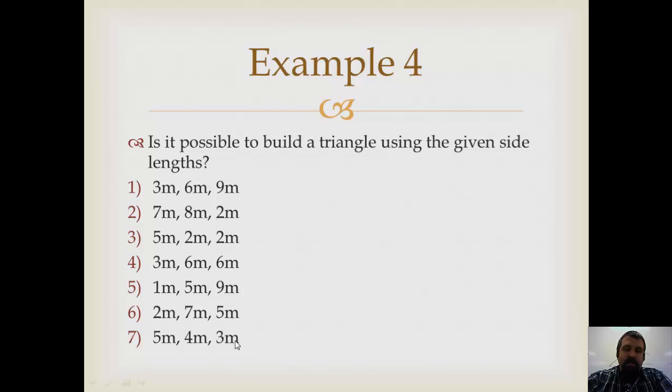3 plus 4 is 7. 7 is greater than 5. So, if I looked at this real quickly, 1, impossible. 2, possible. 3, impossible. 4, possible. 5 and 6, impossible. 7 is possible. And that's how to tell if you can build a triangle using given side lengths. Always check to make sure that the longest side is smaller than the sum of the 2 smaller numbers.